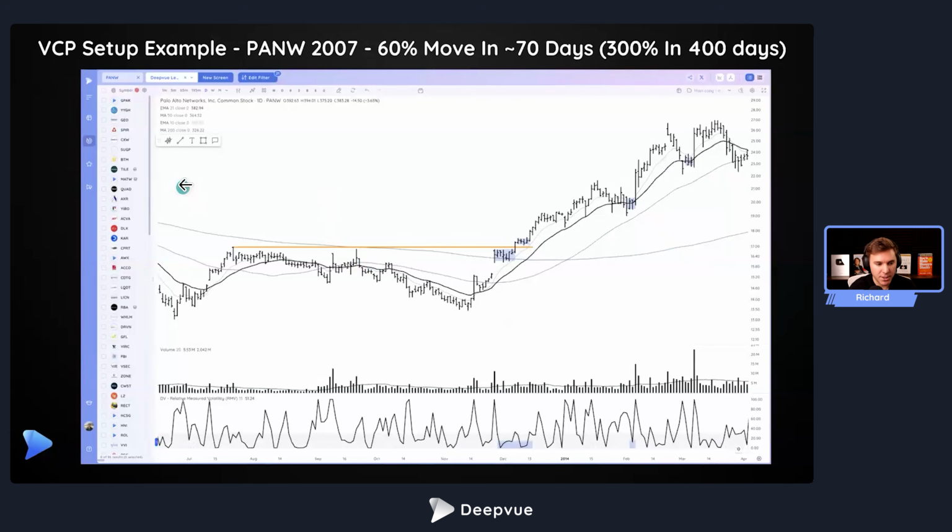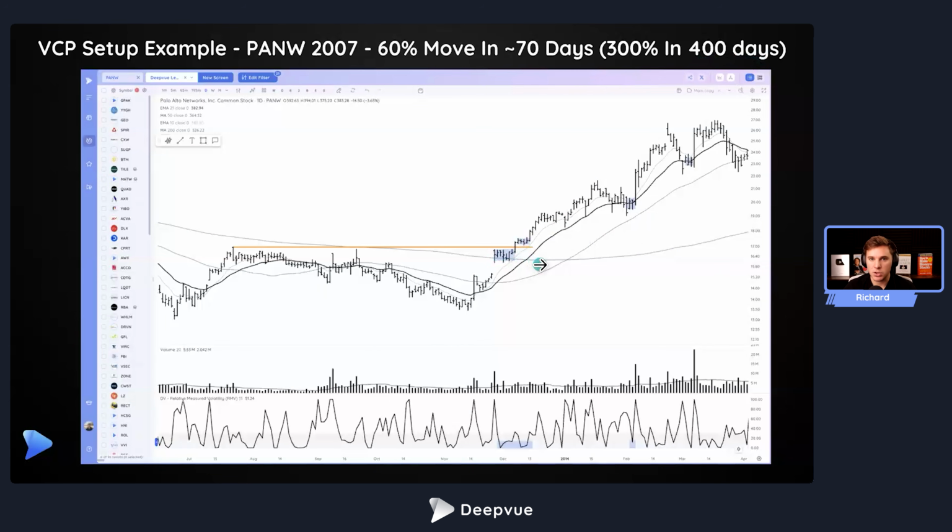PANW, this is another recent IPO. This was within its institutional due diligence phase. So it had IPO'd and then started its base, and then it formed the setup on the right-hand side. We have a recent gap, and then look how tight it gets after this gap. Even though it gapped up, nobody wants to sell, and not nearly enough to pull it back. It respects the moving average. It goes tight, and then we get the breakout right here. And then from this point on, I think it was a 60% move in 70 days. And this started the longer term trend that position traders and active investors can ride, 300% in 400 days.